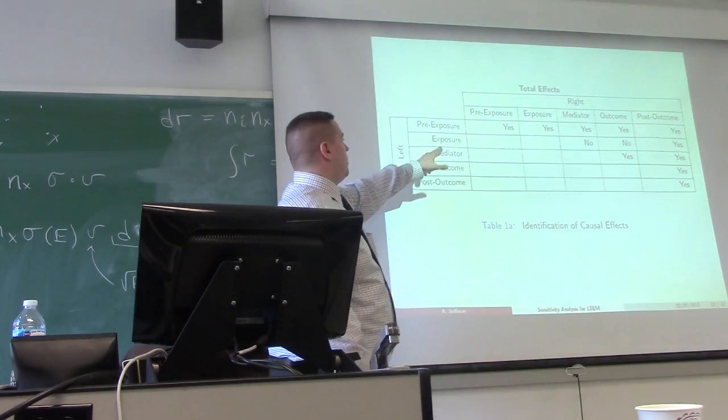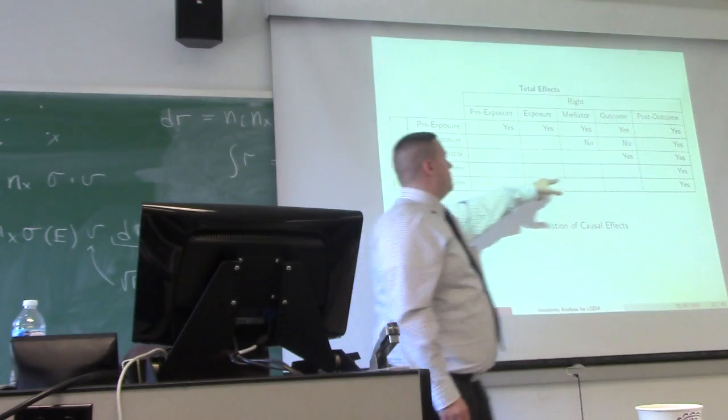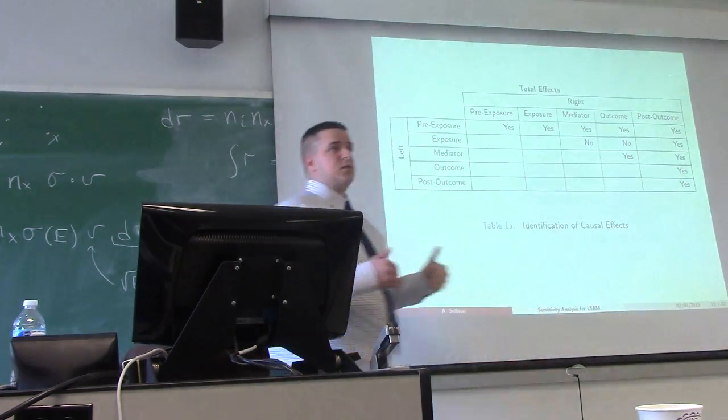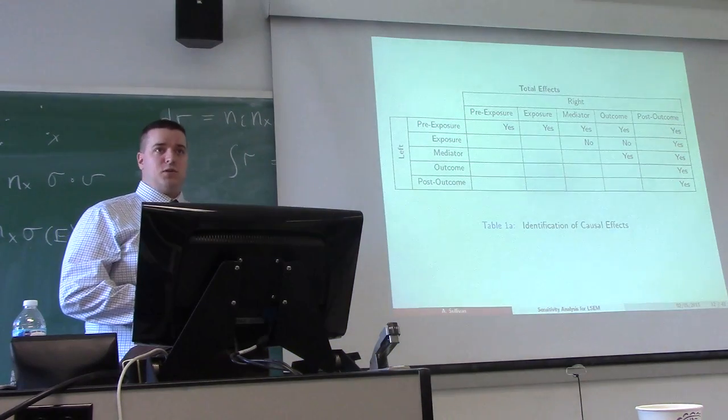However, if there's a left arrow on the exposure, and the right arrow is on the mediator or the outcome, the total effect would be biased in those two situations.